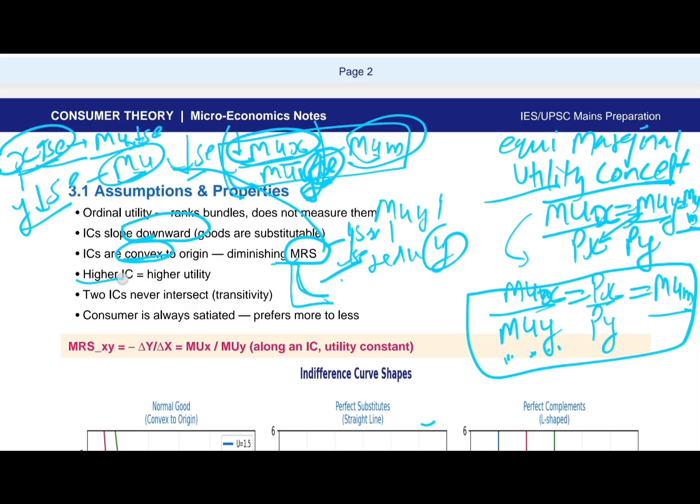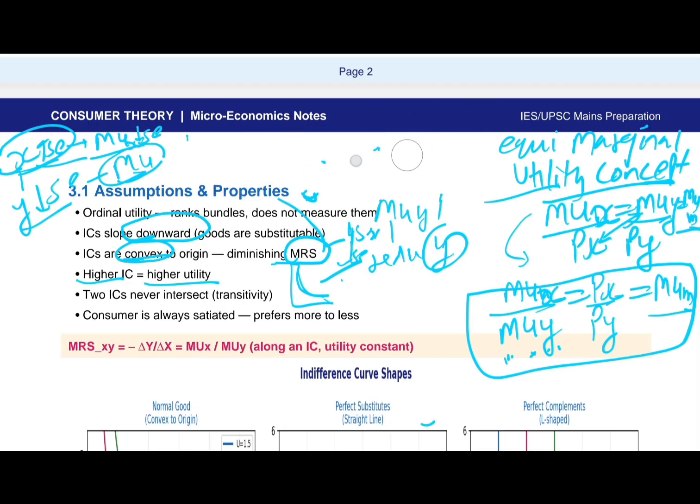Higher the indifference curve, higher the utility. What does it mean? Let me read.